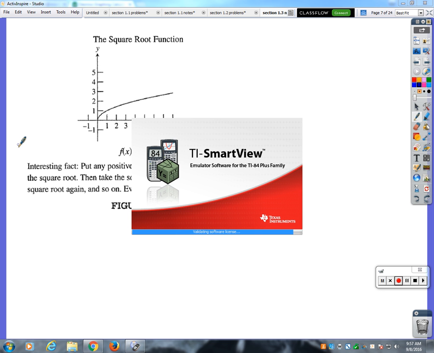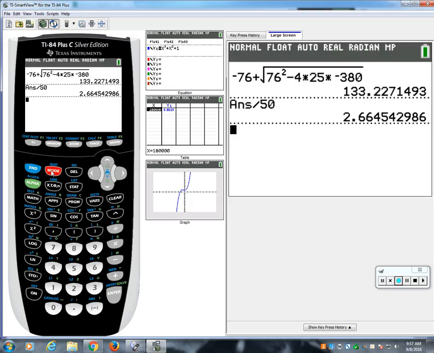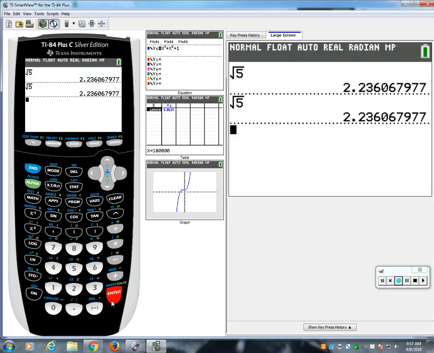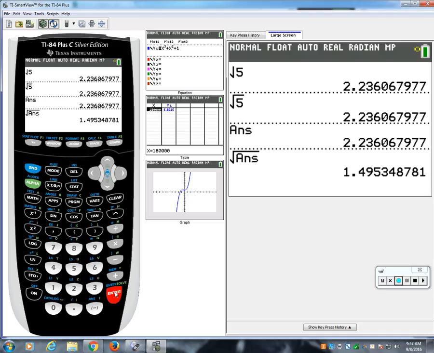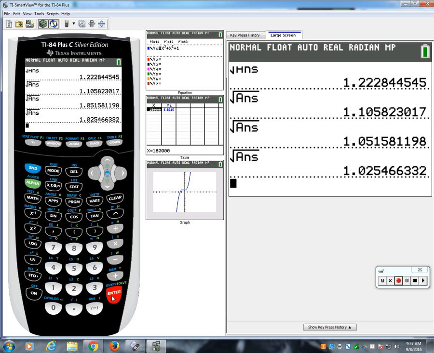So give me a number. 5, okay, we can start with 5. I'll do it on this one because I don't know that it'll work on Desmos, but if I start with 5 and take the square root, and then I need to take the square root of the answer, and then I think now it'll keep square rooting. If I keep hitting enter, eventually it's going to end up equaling one.